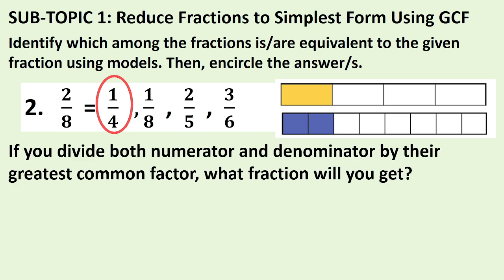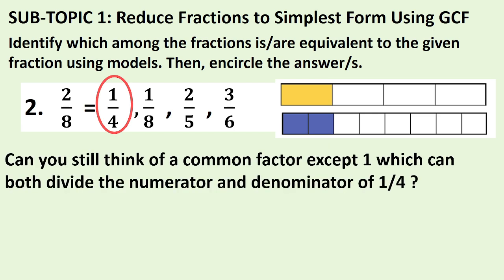If you divide both numerator and denominator by their greatest common factor, what fraction will you get? So the answer is 1/4. Can you still think of a common factor except 1 which can both divide the numerator and denominator of 1/4? Answer, none.